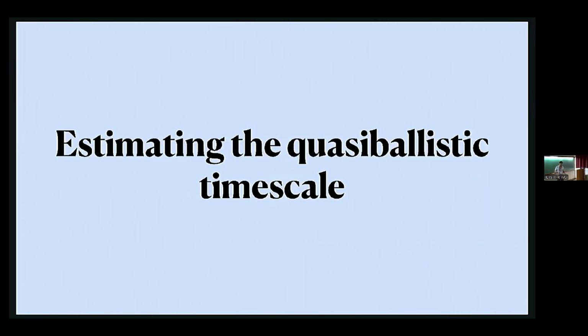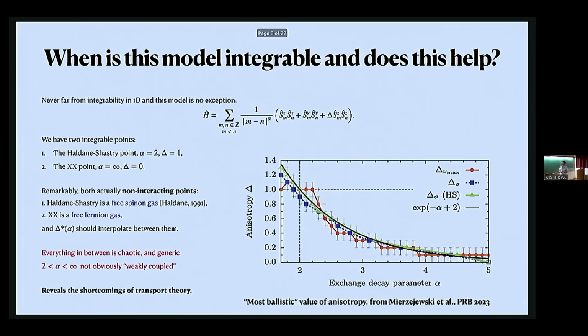Okay, so how am I going to estimate this time scale? You're never far from integrability in 1D, as we've heard, and this model is no exception. There are two integrable points in this phase diagram: the Haldane-Shastry point when alpha equals 2 and delta equals 1, and the XX point, which is the limit of an infinitely rapidly decaying power law, and delta equals 0. And something that's very nice about this problem, one of these happy coincidences in life, is that these two points are non-interacting points.